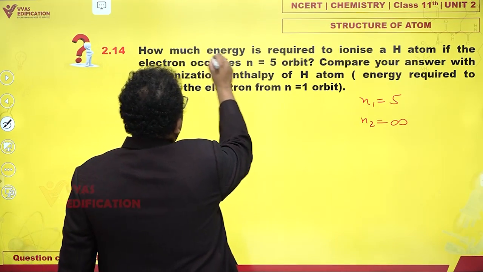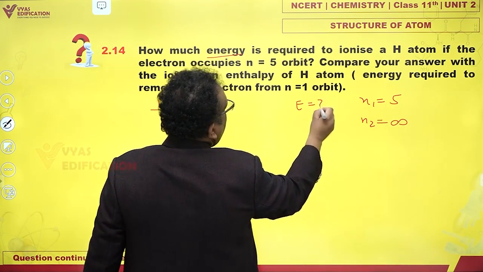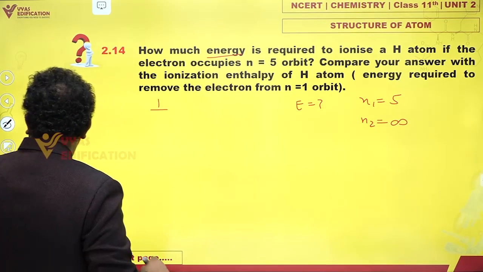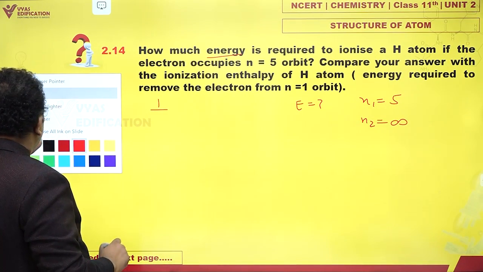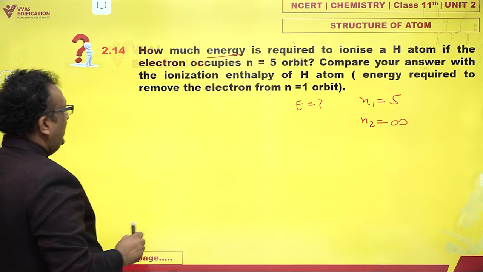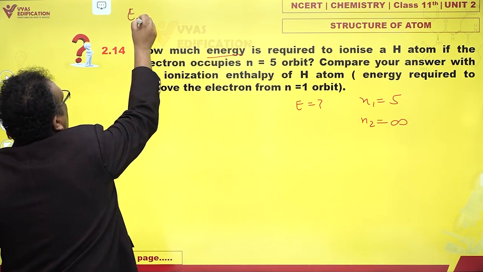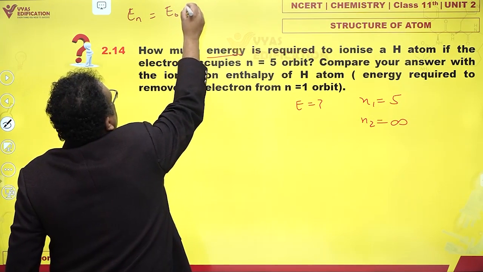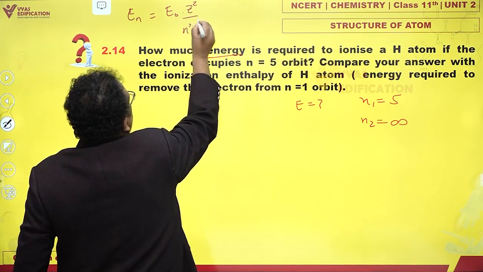I'm supposed to find energy. Can I find the energy of an electron in any given orbit? Do I have a formula? Yes, I do. And what is that? Energy of electron in nth orbit is E naught Z square by n square.